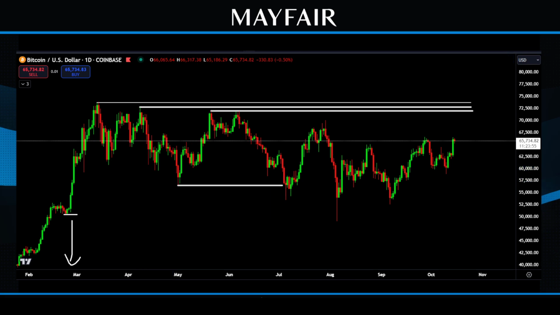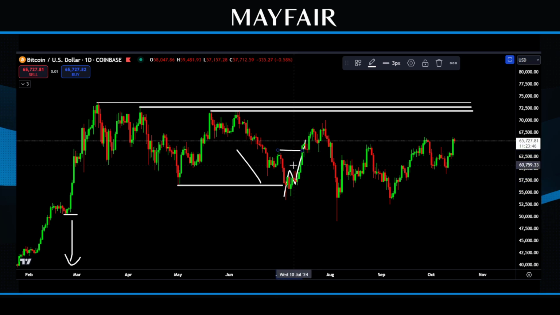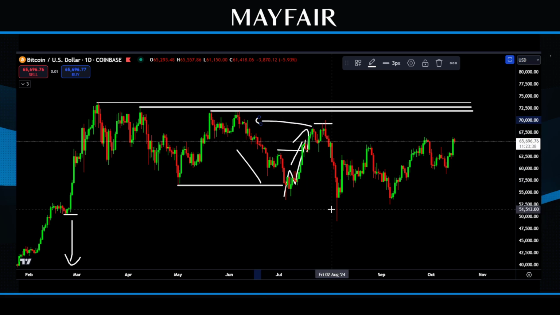So we now break that structure to the downside, which means we're technically downtrending. We then come up, back down again, back up again, right? We break the structure, which means we're in an uptrend. We fail to take out the high over here, right? And then we come down and clearly we create a new structure low.